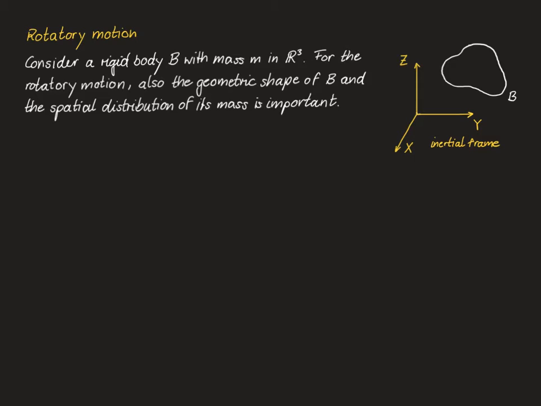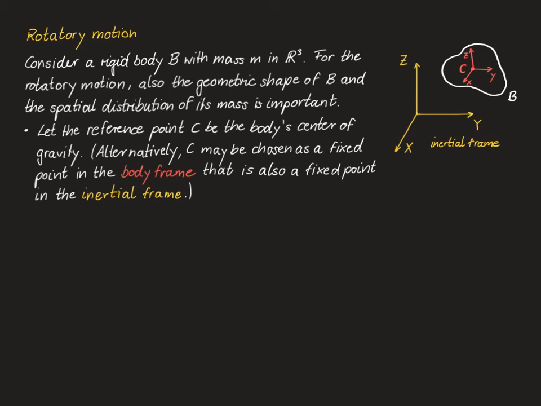So for the purposes of the rotatory motion, it is assumed that the rigid body B is given together with its geometric shape, and in particular the spatial distribution of its mass in terms of a density function. Just like for the translatory motion, we assume that the reference point C of the body is equal to its center of gravity, or alternatively, we may also choose a fixed point in the body's frame, which is also a fixed point in the inertial frame.